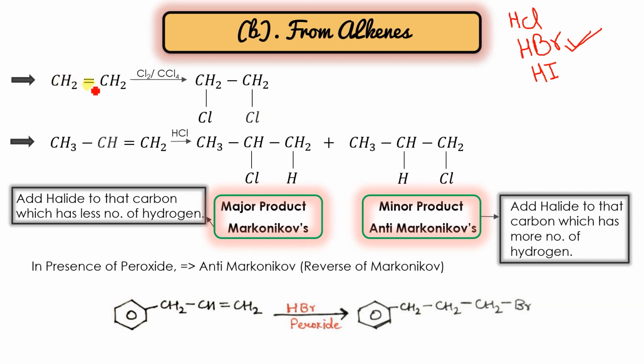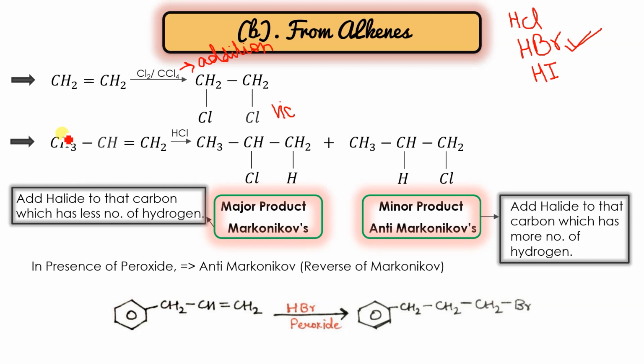Got it? Wherever the double bond is, that is going to be removed and chlorine will be added there. So it will form the vicinal dihalide. Got it? So in presence of Cl2, CCl4, you have to keep in your mind that it will always give you the addition product and it will result in the vicinal product. Addition product and vicinal product it will form. Vicinal dihalide, which we also call vic.